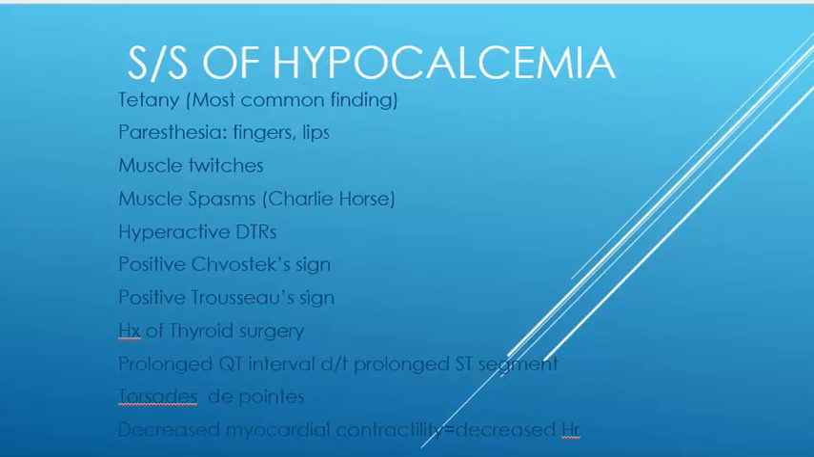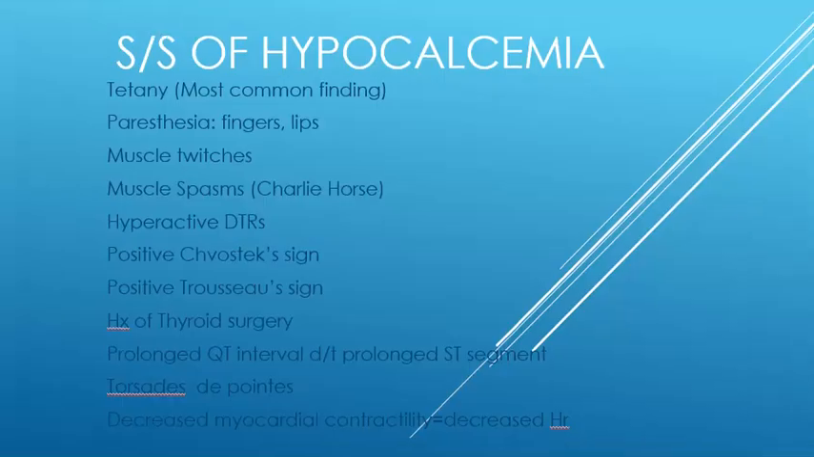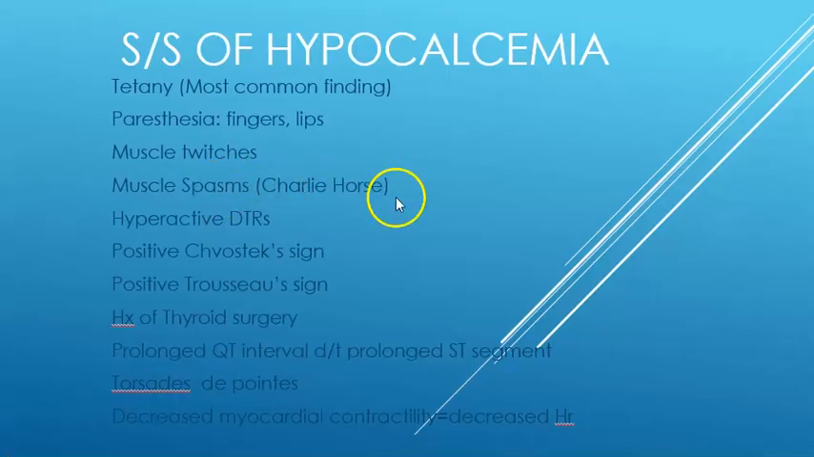Tetany is caused by neural excitability, spontaneous discharge from both the sensory and motor fibers of your peripheral nerves. You could also have some paresthesia, which is just tingling or numbness. Patients will explain it as pins and needles. You can have muscle spasms, which a lot of our older patients will call Charlie horses.